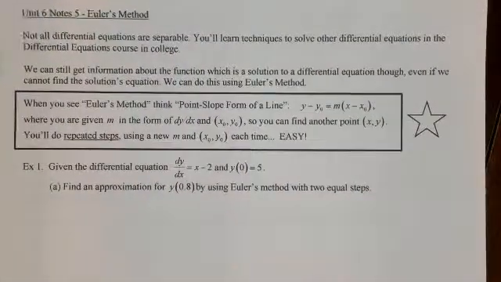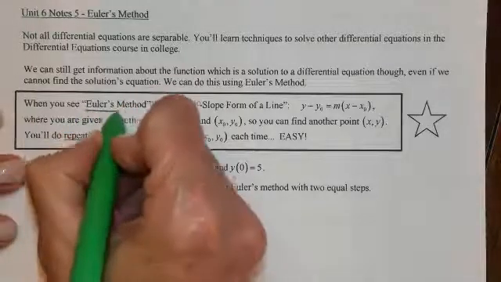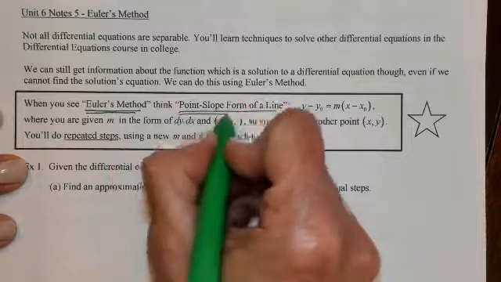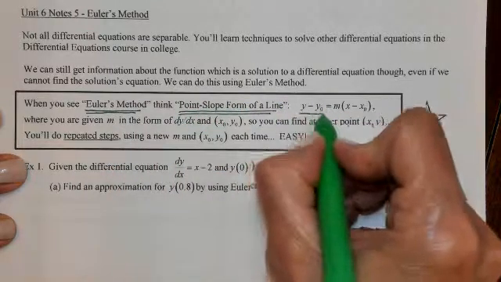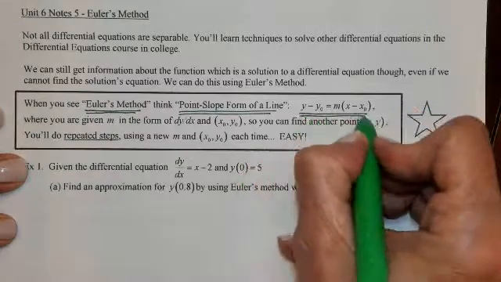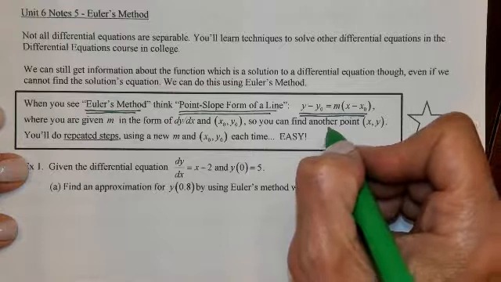Okay? All right. So know what Euler's method does. It approximates a point. It approximates the value of a function. When you think of Euler's method, I would like you to think of the point-slope form of the equation of a line. So think of this, point-slope. We've been using this all year long so far, right? So it's old hat by now, right?